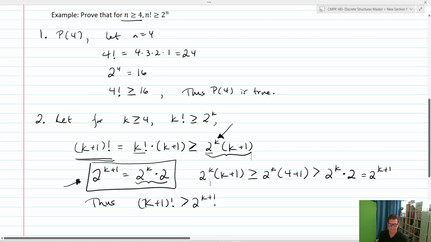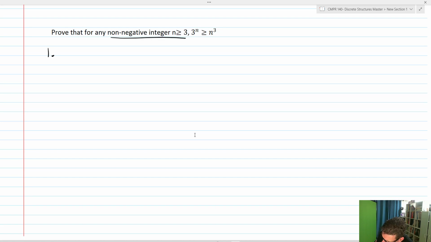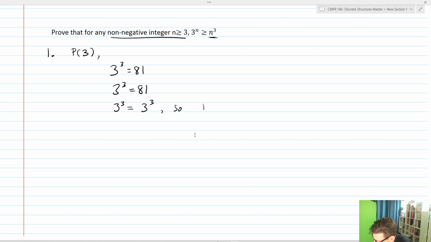Let's take a look at another one. Let's prove for any non-negative integer n greater than or equal to 3 that 3 to the n is greater than or equal to n cubed. I'm going to start out with my basis step, for non-negative integer n greater than or equal to 3, so I'm going to start with P of 3. That is 3 to the third, which equals 81. And n cubed is 3 cubed, which also equals 81. Those two are equal. So 3 to the third is, in fact, equal to 3 cubed. So P of 3 is true.